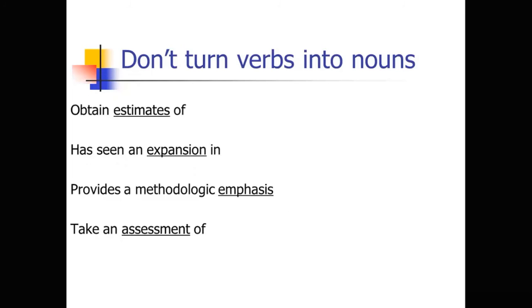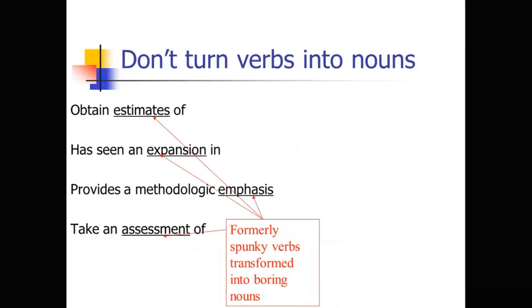There are just lots of examples of this. Here's a whole bunch of instances that we often see in this type of writing. You'll see things like obtain estimates of, has seen an expansion in, provides a methodologic emphasis, take an assessment of. Interestingly, all of those are examples where we had a nice spunky verb: estimates, expands, emphasizes, assesses. And for some reason, don't ask me why this happens, we started to take these nice spunky verbs and turn them into these really boring, clunky nouns.